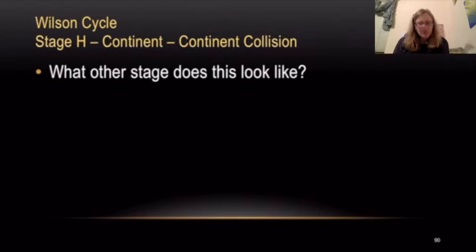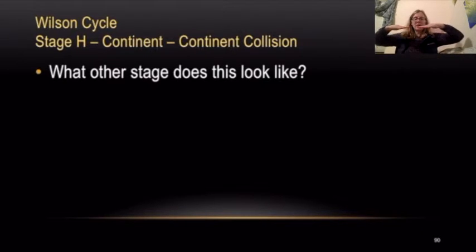So what other stage does stage H look like? All right, again, thinking back through them, stage A is just a stable craton, stable continent with ocean crust attached to it. Stage B, we've got the beginning of rifting. Stage C, we've got new ocean crust being formed. Stage D, we've got a continent with some ocean crust attached and nothing's going on there.